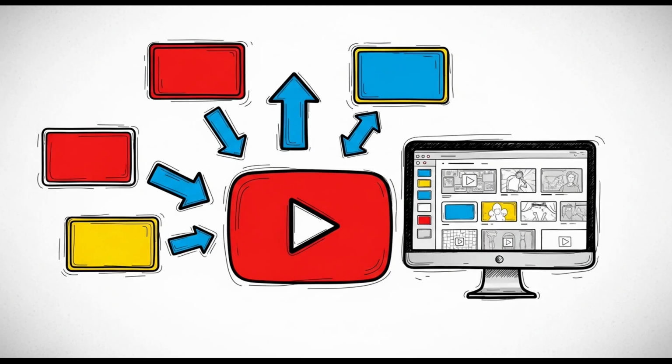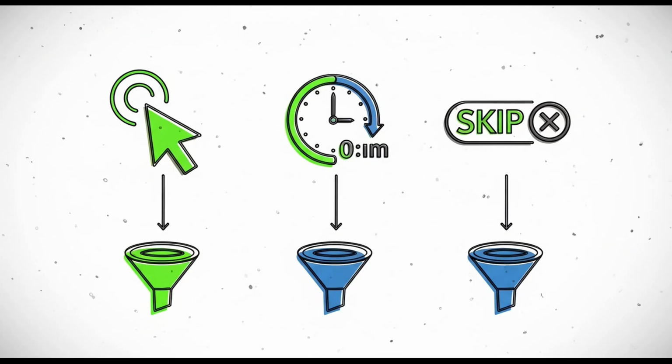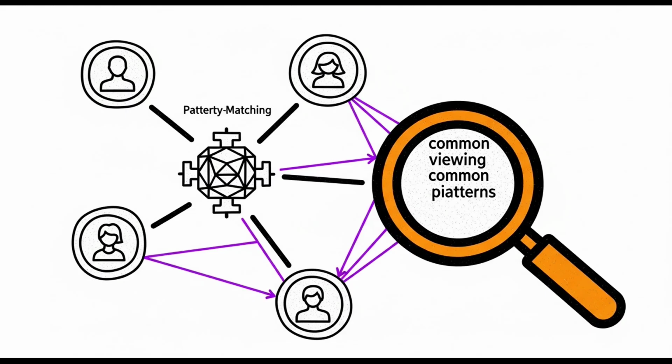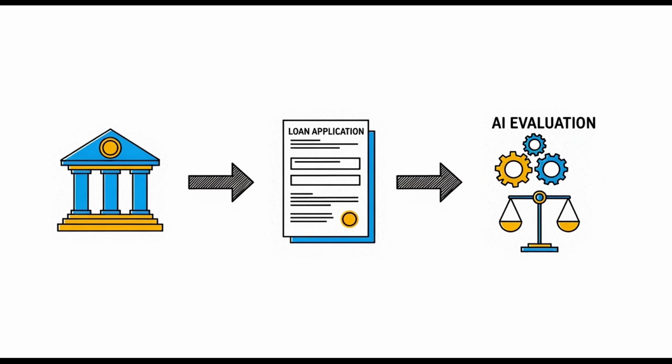When YouTube recommends a video on your homepage, that's a machine learning model analyzing your watch history. What you clicked, how long you watched, what you skipped. It compares your behavior to millions of other users and finds patterns. People who watched what you watched also enjoyed this video, so it suggests it to you.